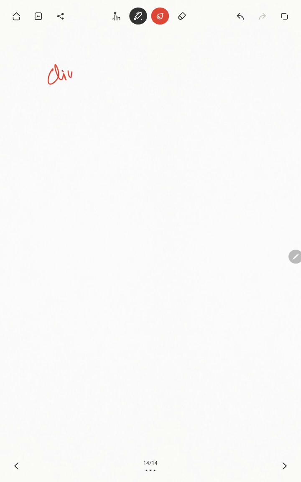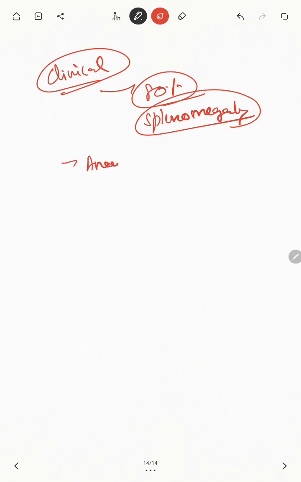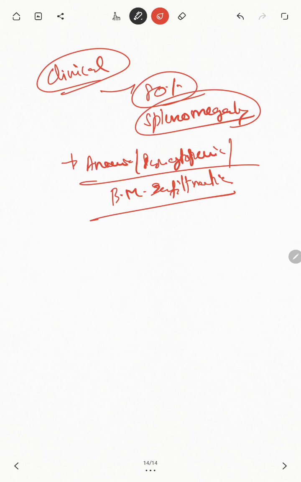The other important clinical feature, the single most important finding I find in a patient, is splenomegaly. It's a very important finding, and it may be the only finding that you could elicit in your patient. The other findings would be attributed to anemia or pancytopenia and bone marrow infiltration, with symptoms relating to anemia and pancytopenia.